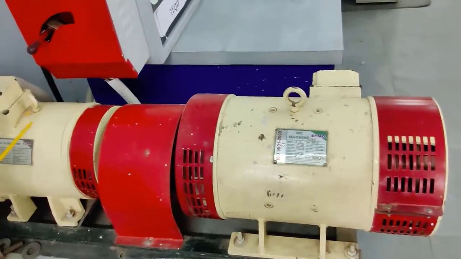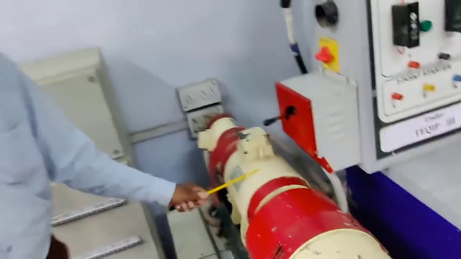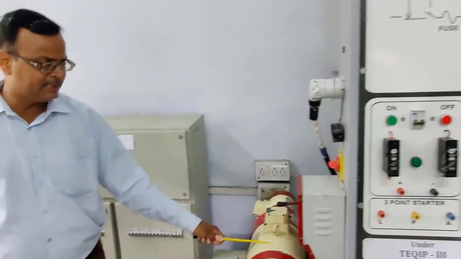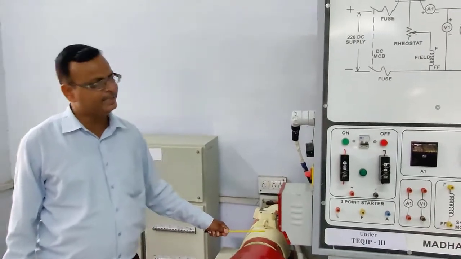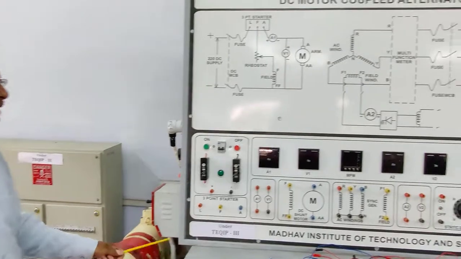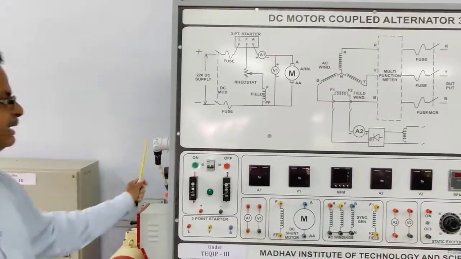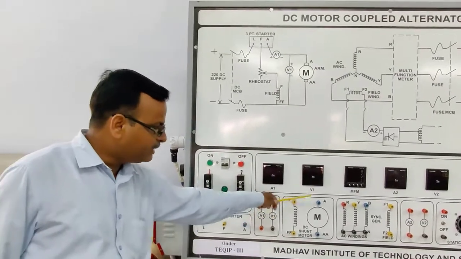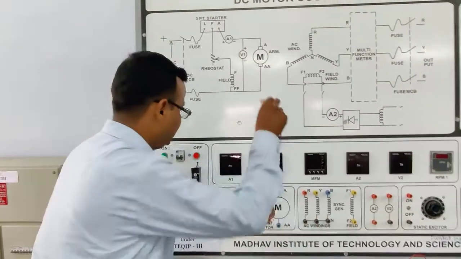On these machines we have to perform two tests, the open circuit test and the short circuit test. Basically these two tests are performed for finding the regulation of this alternator. So we will learn this experiment in two parts. In the first part we will connect the circuit of the DC shunt motor. The DC shunt motor terminals are given here.